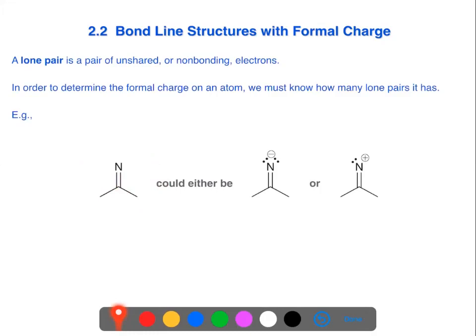So in the case of nitrogen, it's unclear to us, without the presence of these lone pairs, whether or not this nitrogen is carrying a formal charge of -1 because there are 2 lone pairs associated with that nitrogen center, or if this formal charge is +1 because there's only a single lone pair and this nitrogen center is deficient by a single electron.